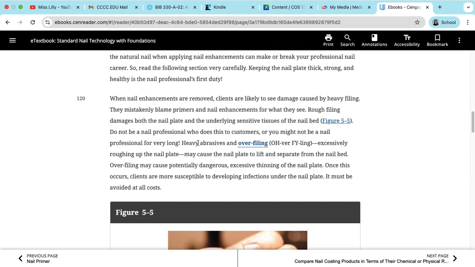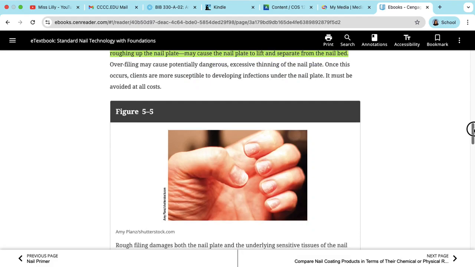Heavy abrasives and excessive overfiling, roughing up the nail plate, may cause the nail plate to lift and separate from the nail bed, and we do not want that. Plus, it's very painful.